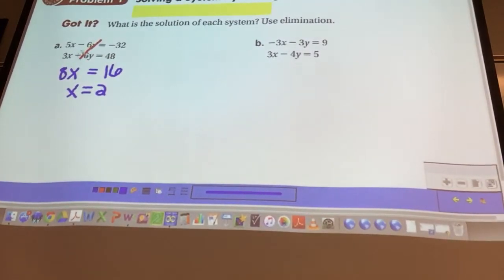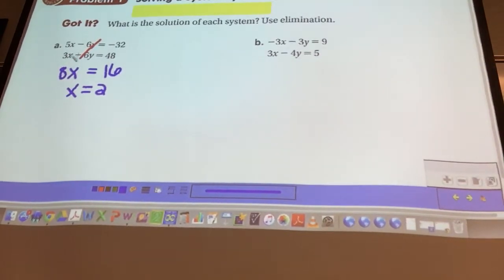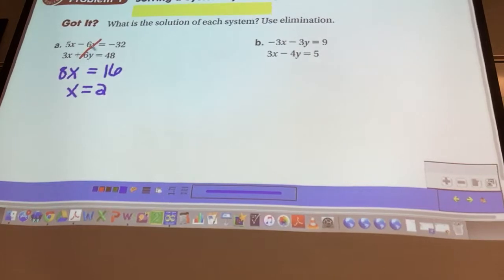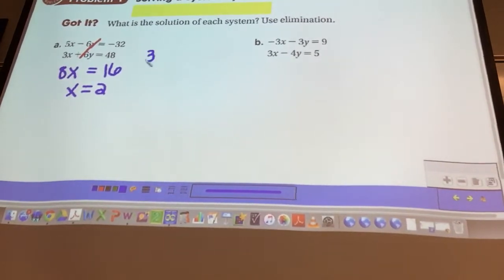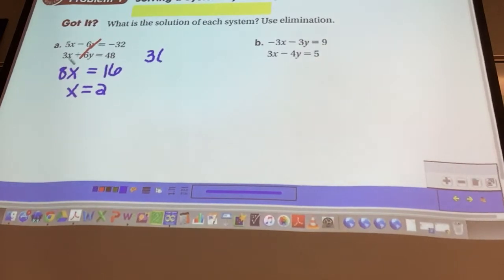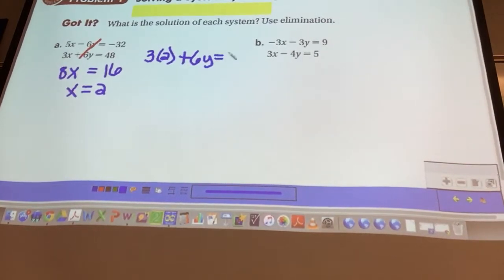So we use x is 2. Pick any equation you want. Personally, I would pick the bottom one because I have a less chance of making a mistake because the top one has negatives. I would choose the bottom one. 3 times 2, x is 2, plus 6 times y equals 48. And once we solve that, then we'll know what y is and we'll be done.